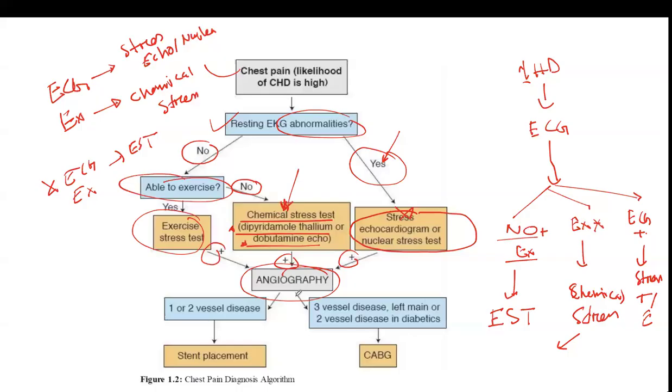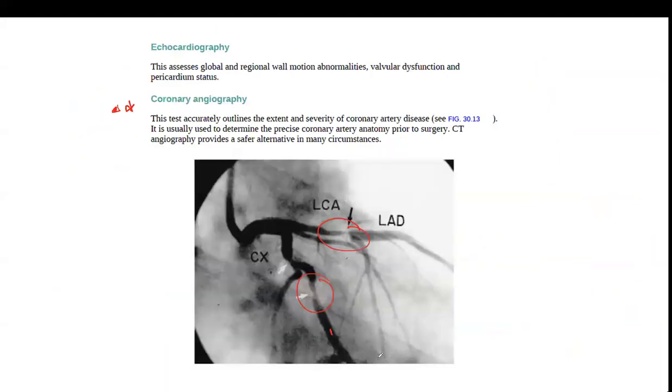Based on the coronary angiogram, if one or two vessels have more than 70% block, then the cardiologist will put in a coronary stent. They put a stent to keep it open. If three vessels have more than 70% block, then we go for a coronary artery bypass graft, CABG. Okay, makes sense, guys? That is where we do all of these things.